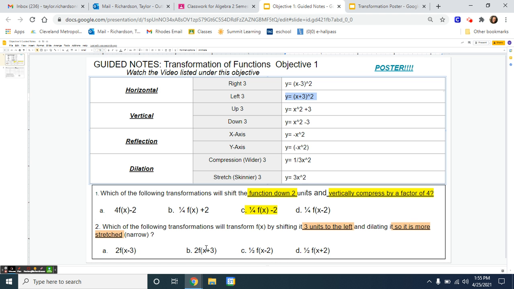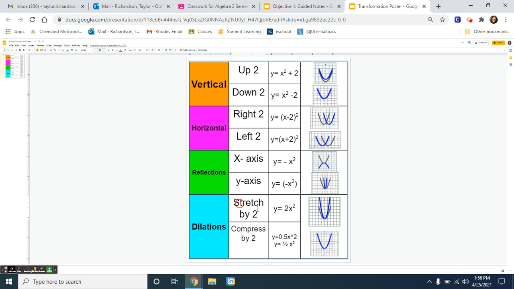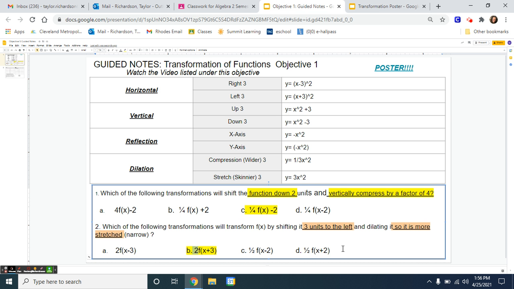I can see already that B is actually the only one that has x plus 3, right? Everything else is either x minus 3 or it doesn't even use the number 3. And then just double check myself. The second part says that it has to be stretched. Well, I know that number 2 out front, remember, means stretched. Okay, so again, you will have questions like this on the quiz. Just pick out the different transformations, use your poster, use your table, and kind of the process of elimination to figure out what's your answer.